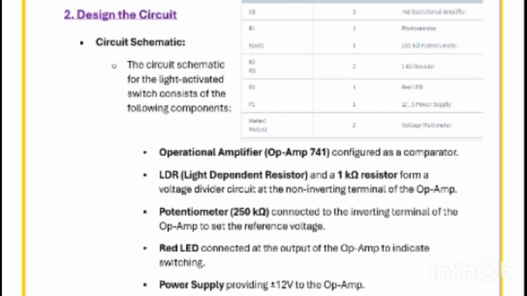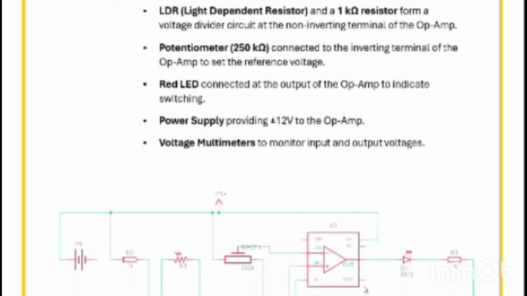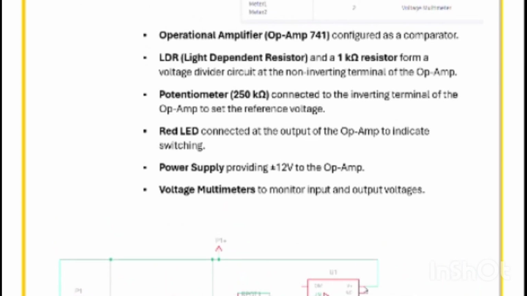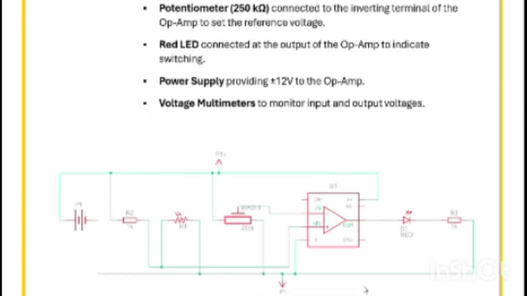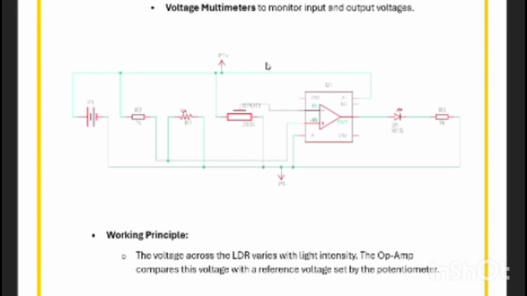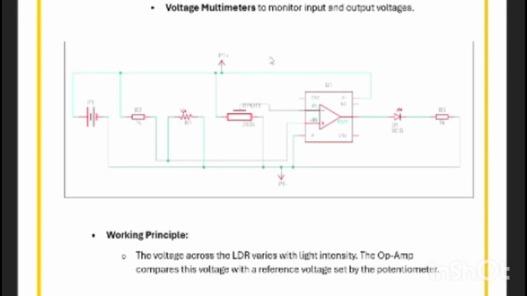These are the components that we have used with these particular values: power supply of 12 volt, potentiometer with 250 kilo ohm, and LDR with 1 kilo ohm. And this is the basic op-amp layout that we have discussed. So after doing the simulation in Tinkercad, we get the printout of how the simulation looks as a circuit. Here you can see the relationship between light levels and LDR resistance. In low light, the LDR resistance is high, leading to higher voltage at the non-inverting terminal. Conversely, in bright light, the resistance drops, reducing the voltage.